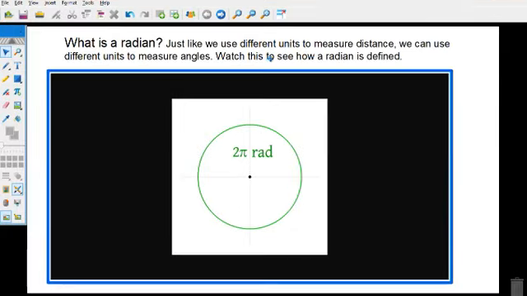Okay, so we're going to learn about a new way to measure angles. You should be familiar with degrees. There are 365 degrees in a full circle. We're going to learn about radians.